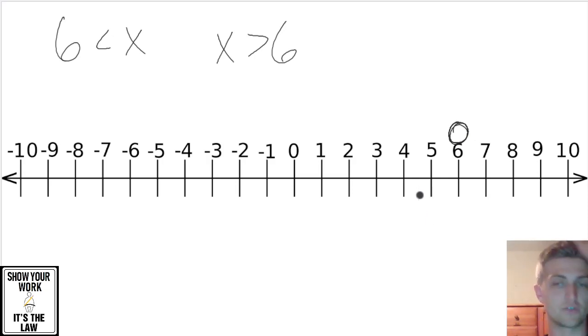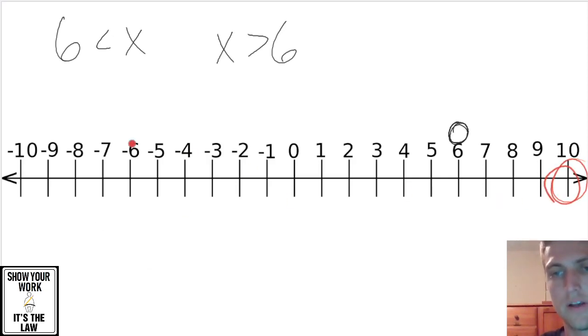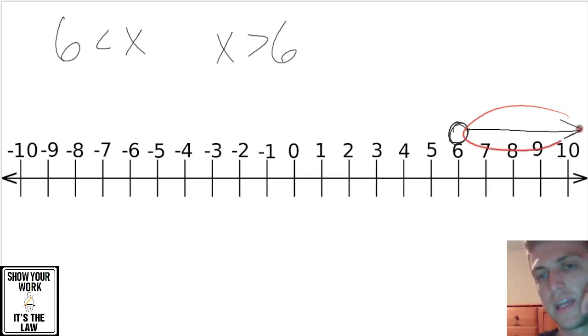Now, if x is greater than 6, is it going to be all the values on this side of the circle, or could it be any of the values on this side of the circle? It's going to be this side, because it could be 7, it could be 8, it could be 9, it could be 10, or it could keep going and going forever, which is what that arrow means. So we start at 6, and we draw a line with an arrow, telling us that x could be any of these values greater than 6 right here.